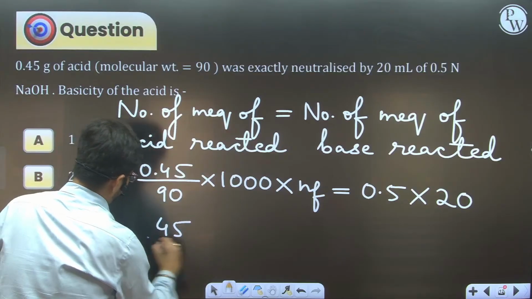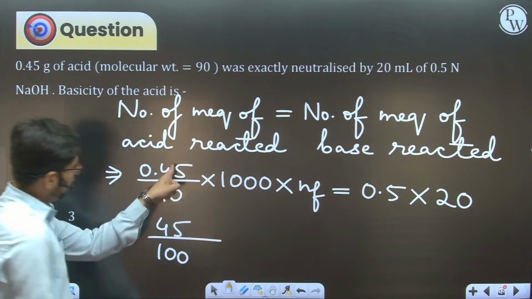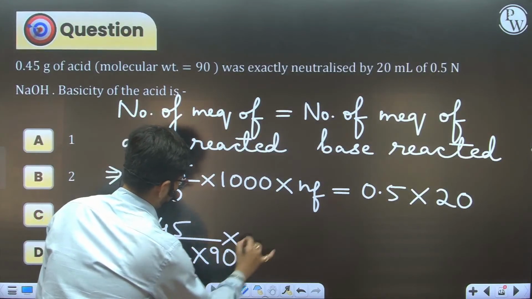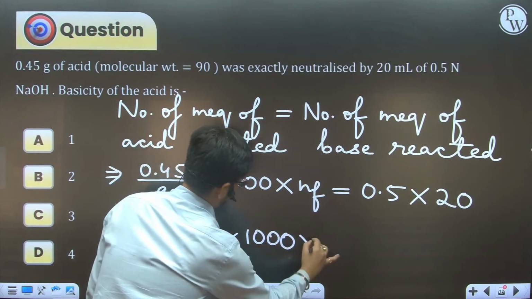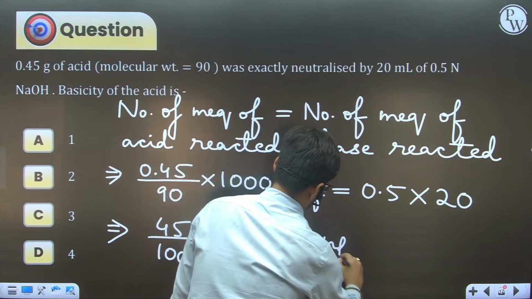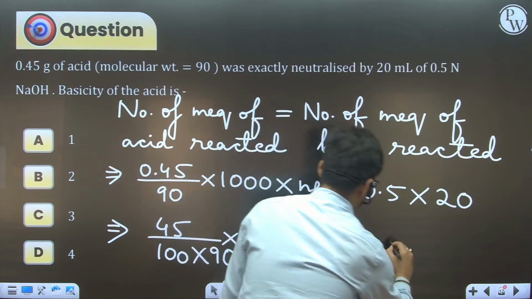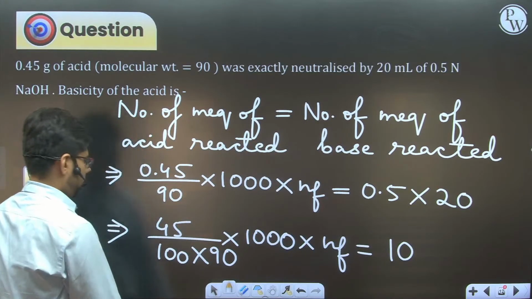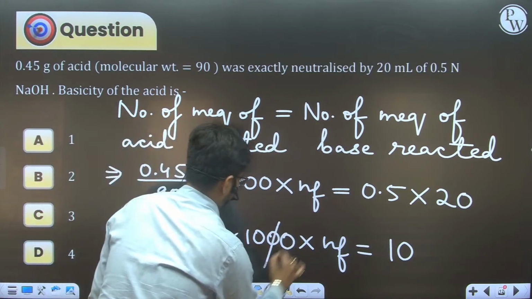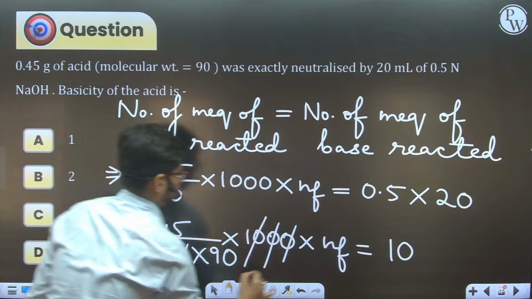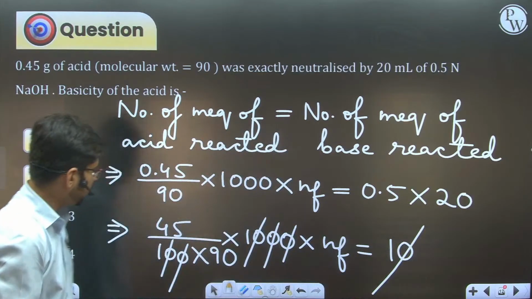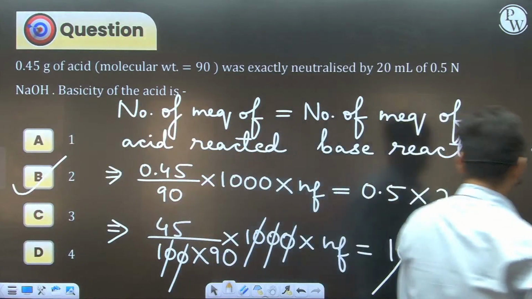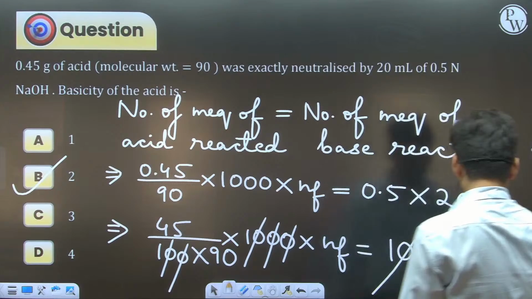45 upon 100. 0.45 can be written like this. 0.5 into 20 is 10, right? So NF is 90 by 45, which is 2. So basicity of the acid is 2.